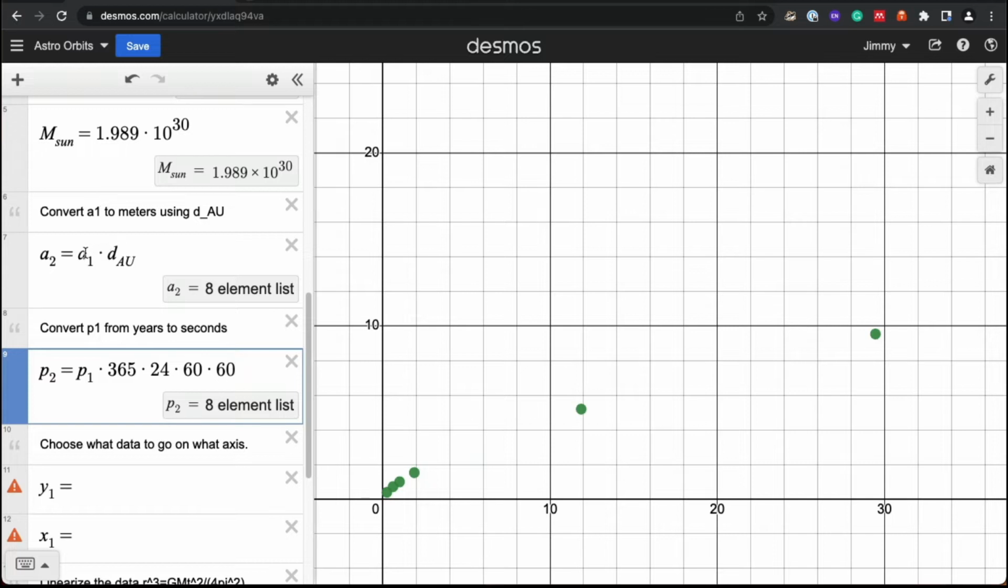We're multiplying each of the elements in A1 by the number of meters per AU, and you can think of the AUs as canceling out, leaving meters. Same thing here: this is years, and that's days per year, so the years cancel and I've got days, then hours per day, minutes per hour, and seconds per minute. So I'm left with a list of 8 periods for the planets in our solar system, converted into seconds. So we have the data, I'm going to hit save.